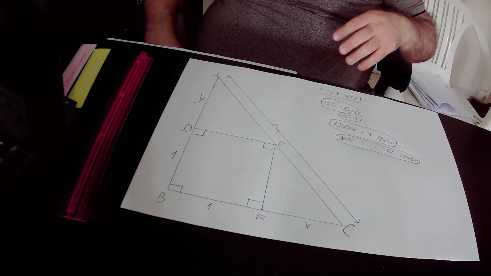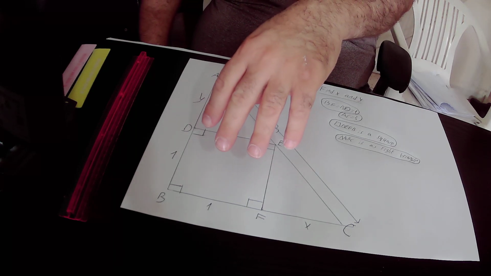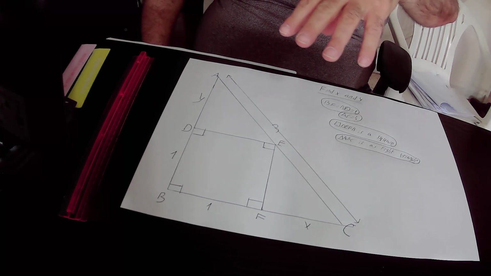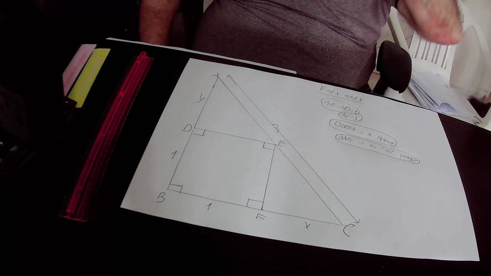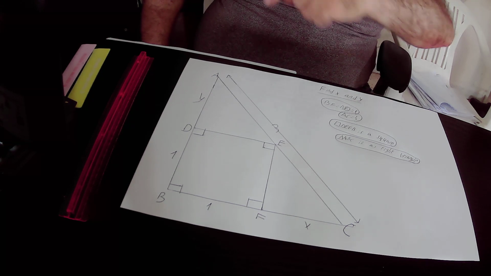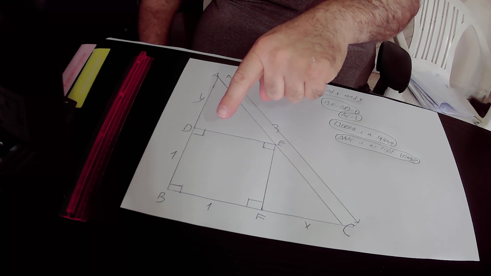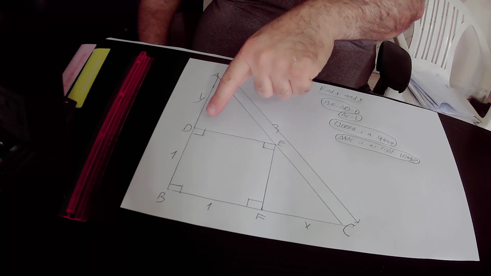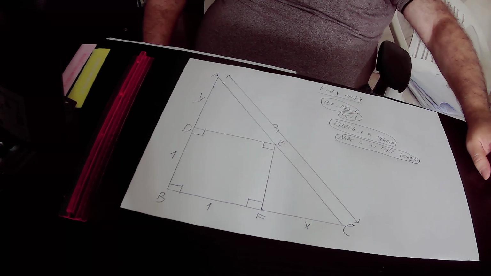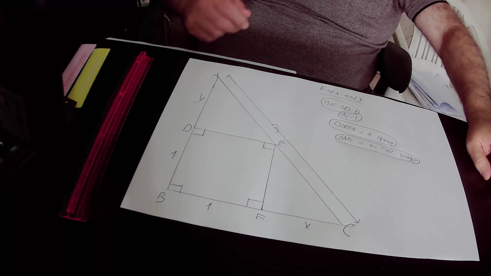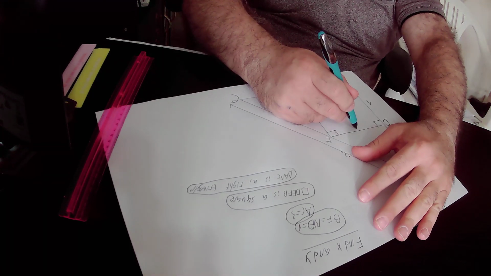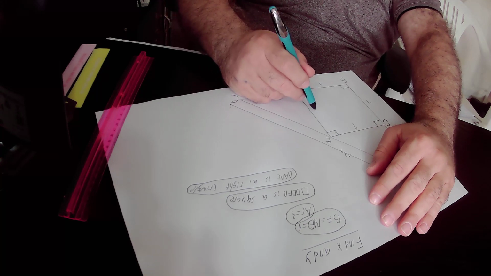In the drawing we have a square DBEF that is inside the right triangle ABC. We know that one side of this square is equal to 1 unit, that is to say DB equals 1 unit, BF equals 1 unit, DE also equals 1 unit, and EF also equals 1 unit.